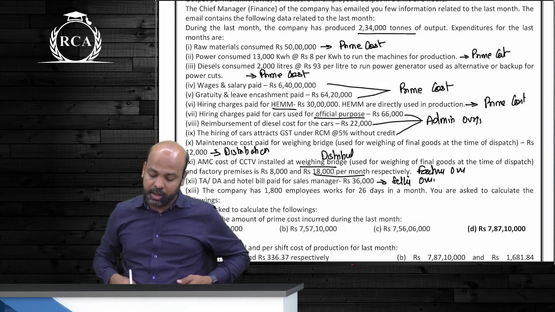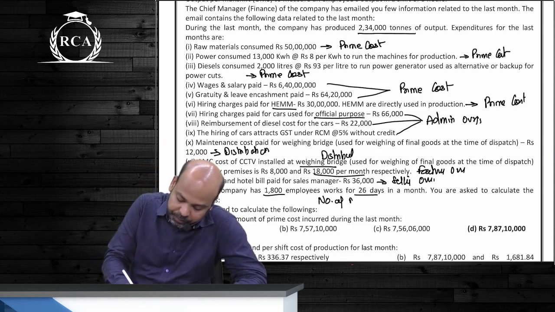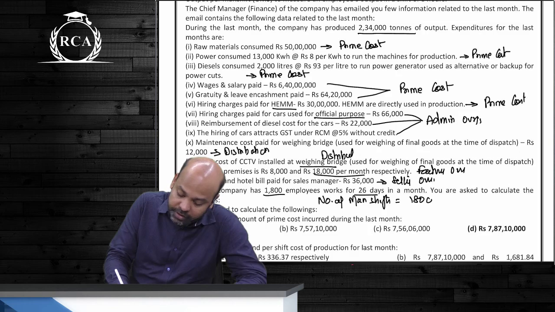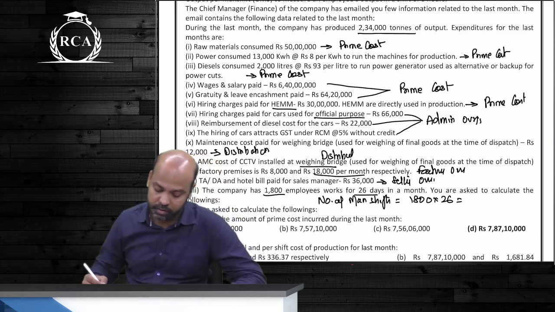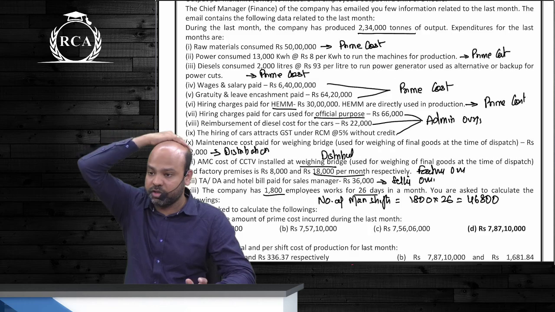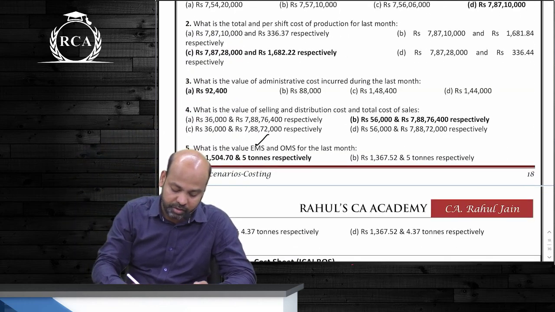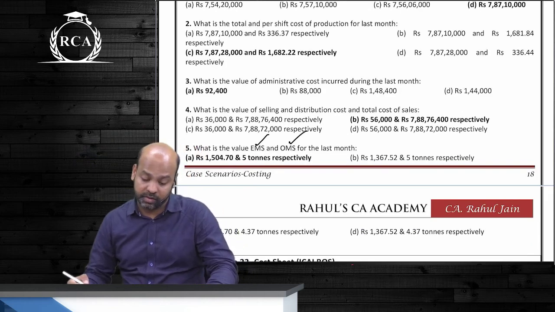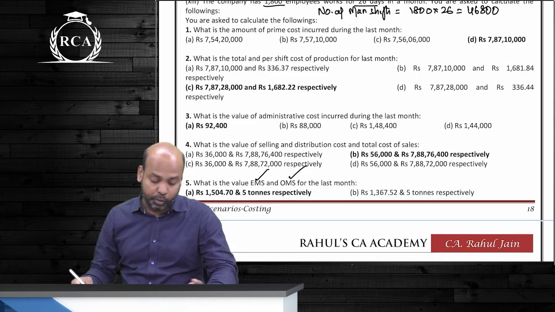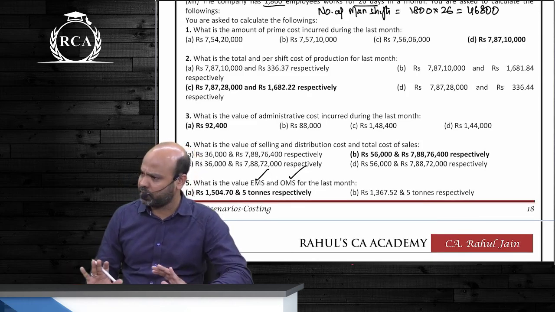Company has 1800 employees who work for 26 days. What will be the number of man shifts? It will be 1800 employees multiplied by 26. 46,800. Whatever are your total earnings of the employees, you will divide by 46,800 beta to get earnings per man shift. Whatever is the total output, you will divide by 46,800 to get output per man shift. कर लोगे guys? Yes or no beta? Pretty simple question, guys. Nothing complicated.